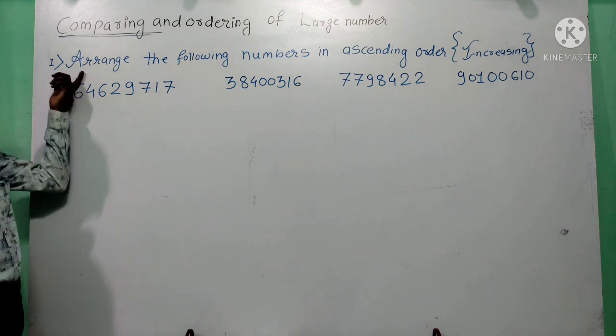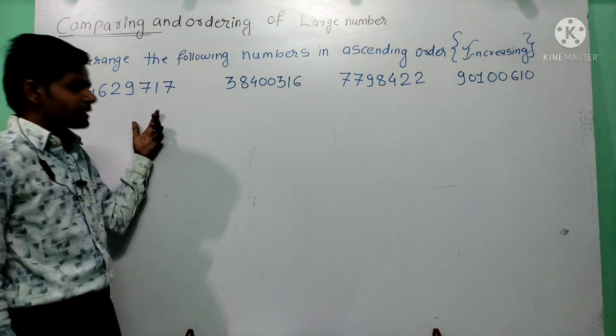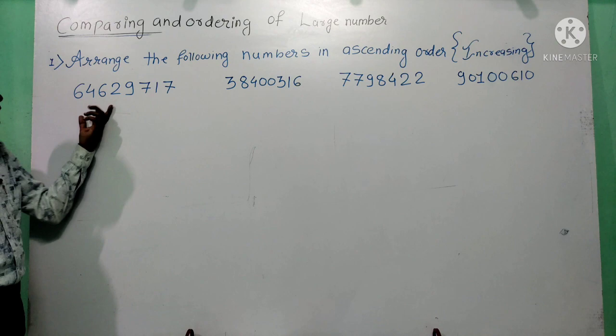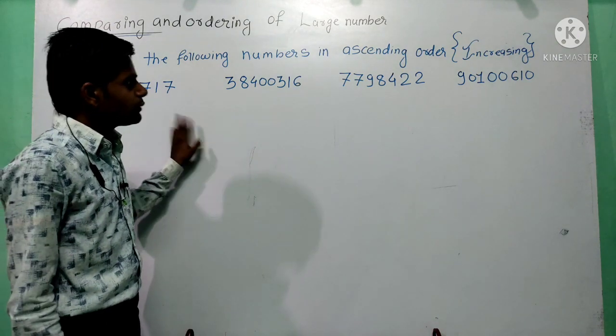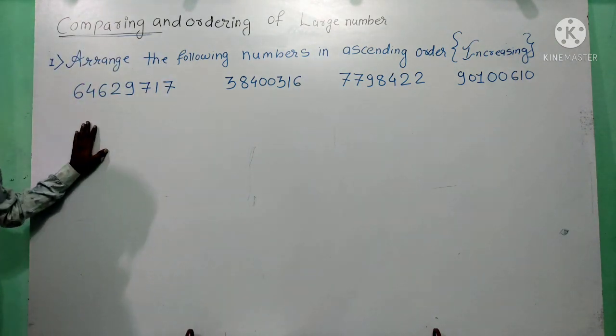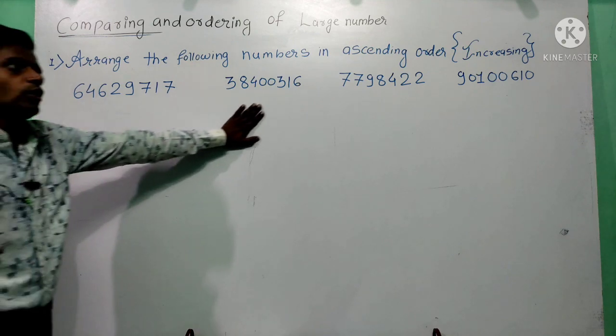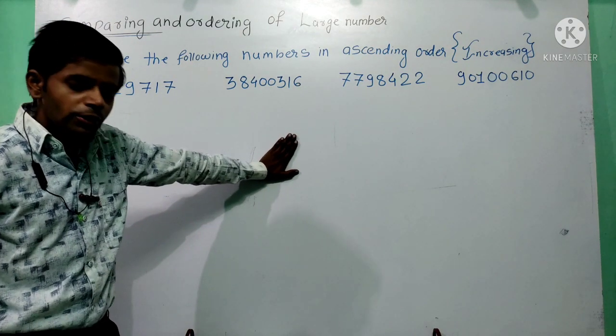Okay, so I'm taking the question from your exercise. This is the question from your exercise. Okay, so in this question there are four numbers. Okay, and these are four large numbers, and we have to write these numbers in ascending order. ठीक है, हम लोगों को ये चारों नंबर ascending order में लिखना है.